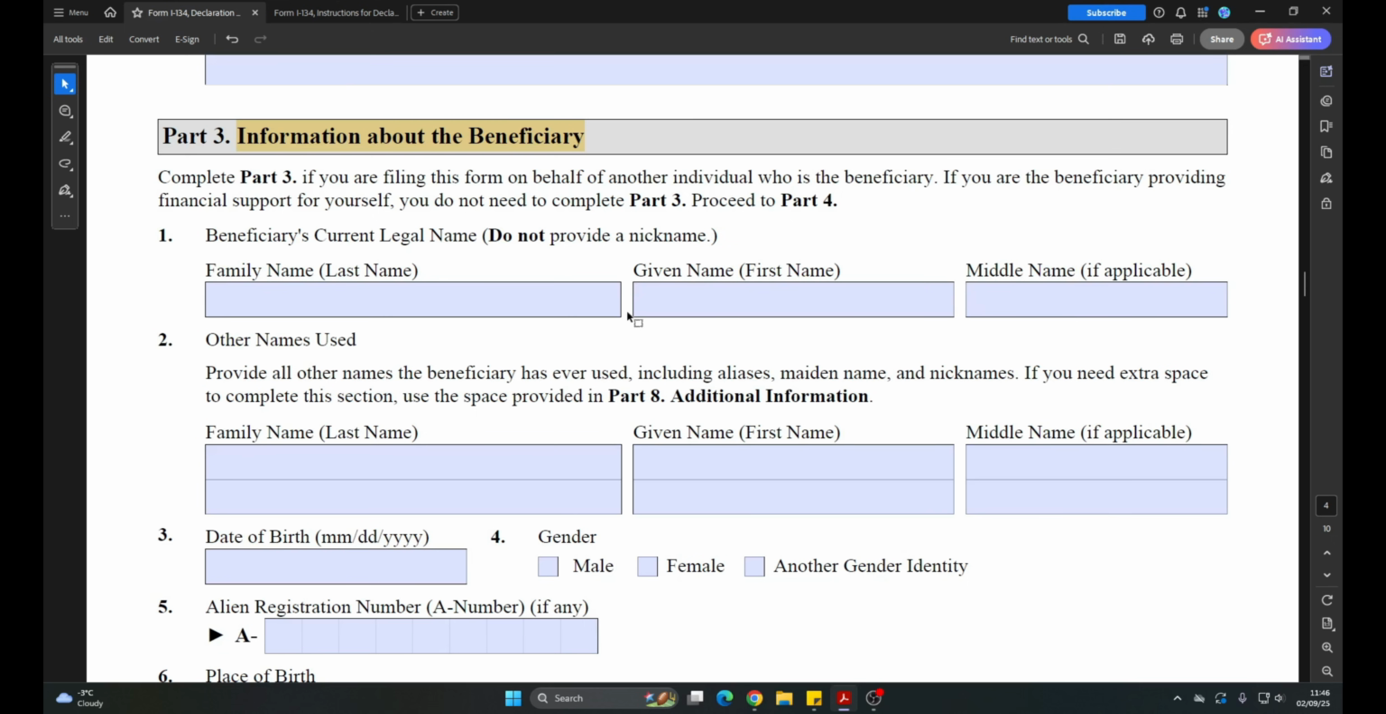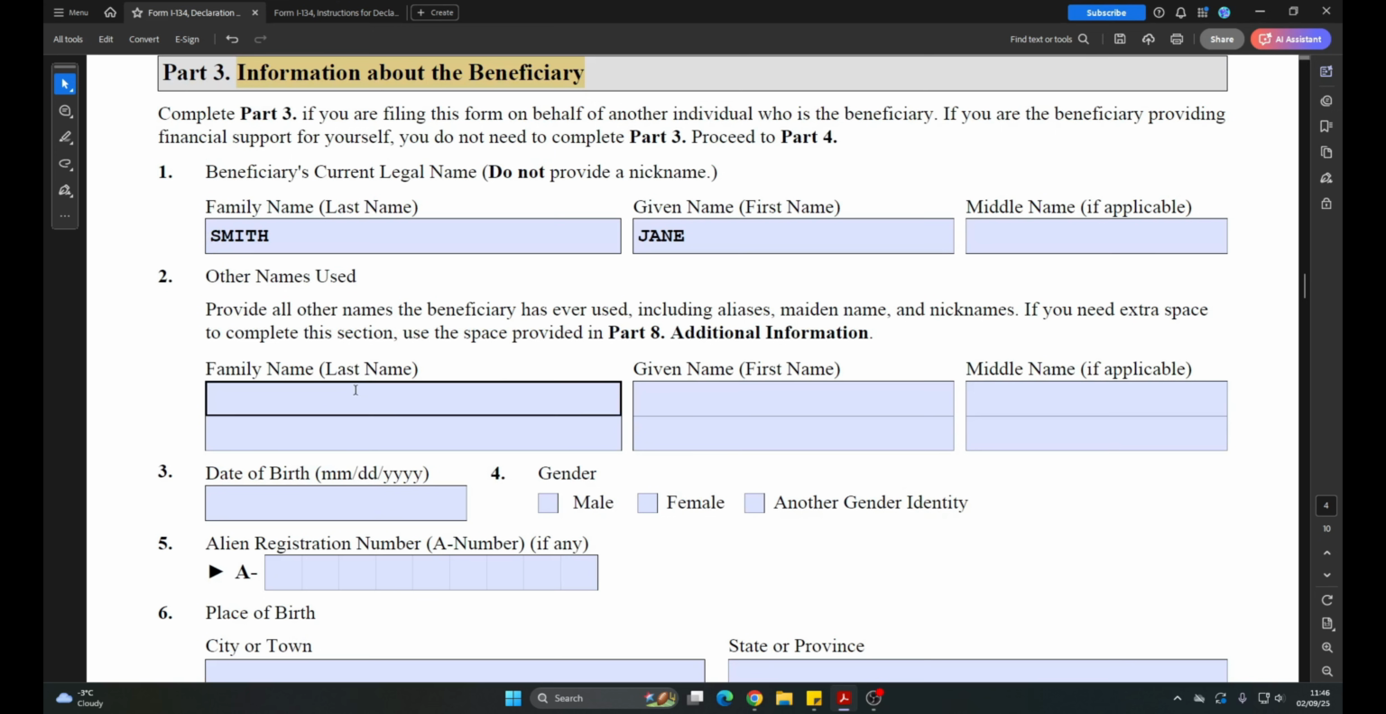So let's indicate John's fiancé here. If Jane has ever used any other names, we can include them here. Again, names that were maybe listed on other applications, supporting documents, government identity documents.